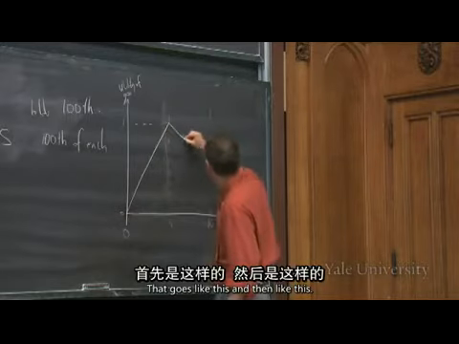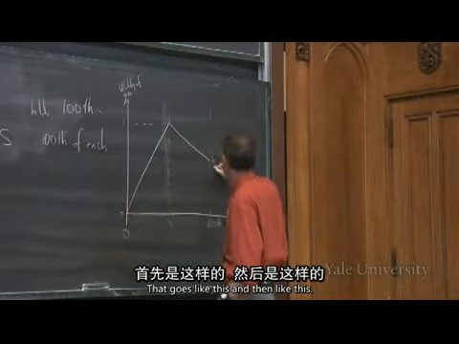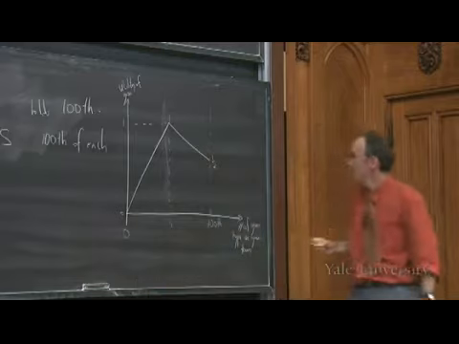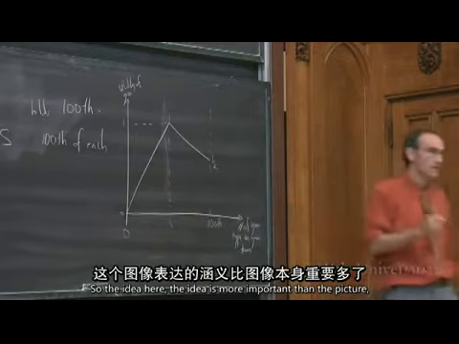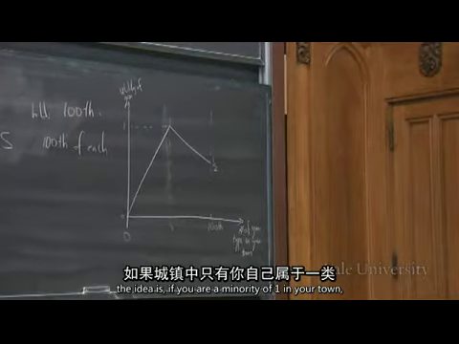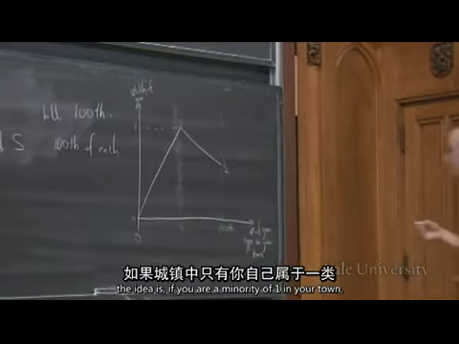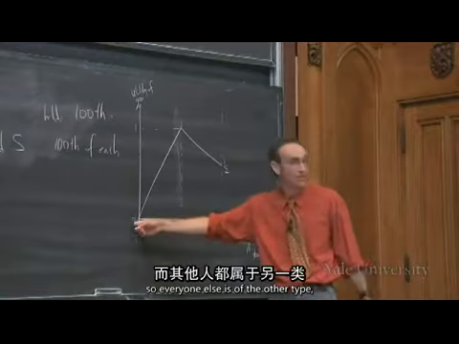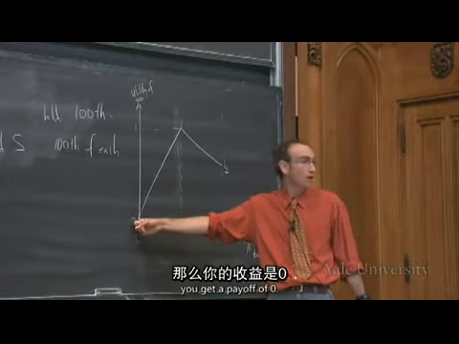All right, it goes like this, and then like this. So the idea here is more important than the picture. The idea is if you are a minority of one in your town, so everyone else is of the other type, you get a payoff of 0.